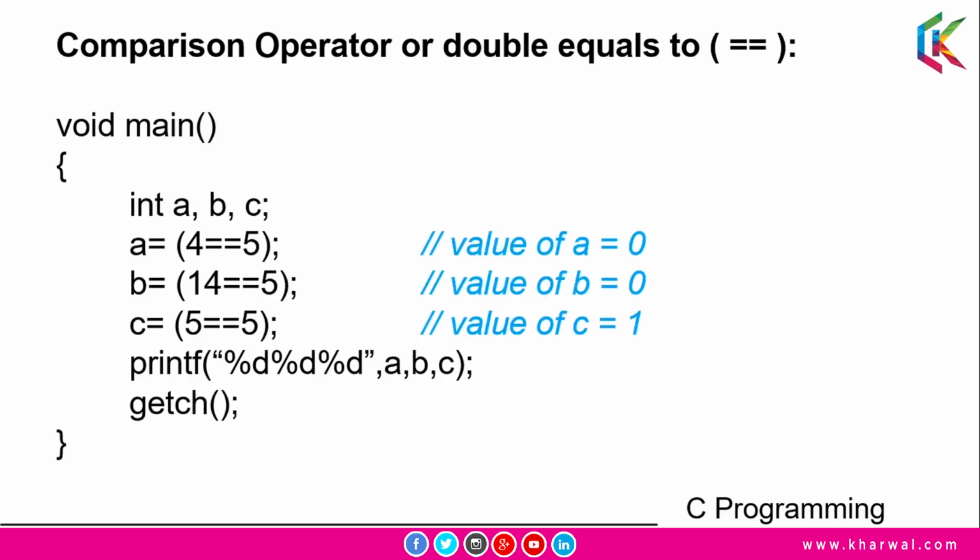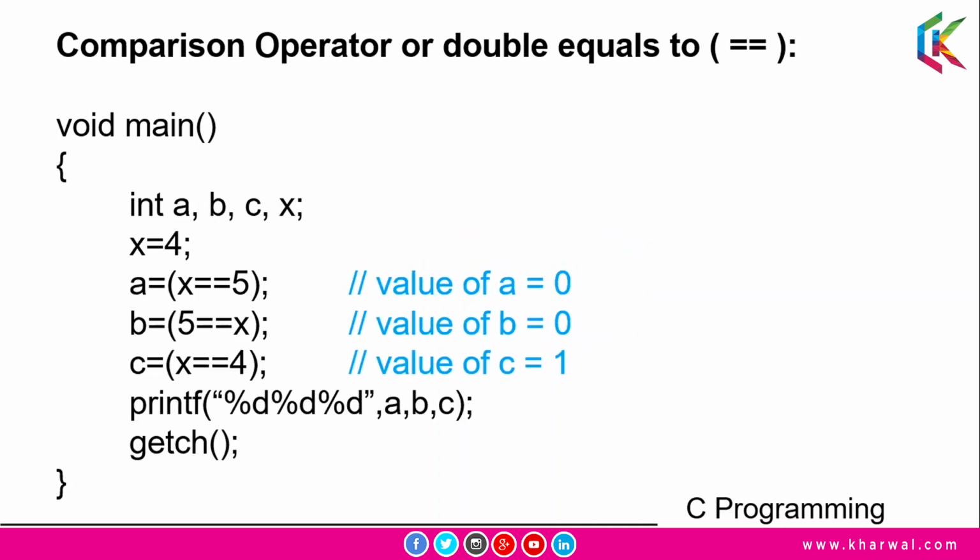Guys, in this program the first expression will be false because 4 is not equal to 5, so it will return 0 that will be stored in a. So the value of a will be 0, and in the next expression 14 equals 5, and this expression will also be false, so the value of b will be 0. And in the last expression 5 equals 5, so this expression will be true and the value of c will be 1.